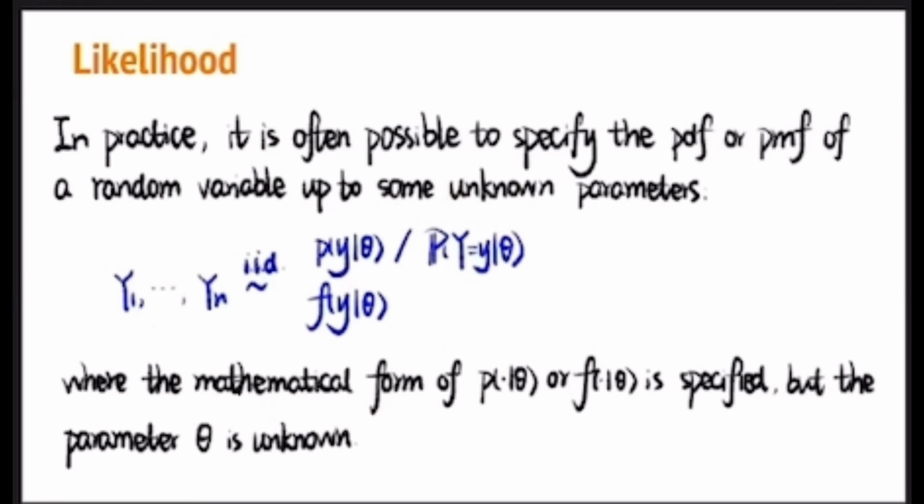Okay, I said in practice, it is often possible to specify the PDF or PMF of a random variable up to some unknown parameters. You want to specify your distribution. You're actually going to have unknown parameters that we need to figure out, whether you're working with PMF or you're working with PDF.